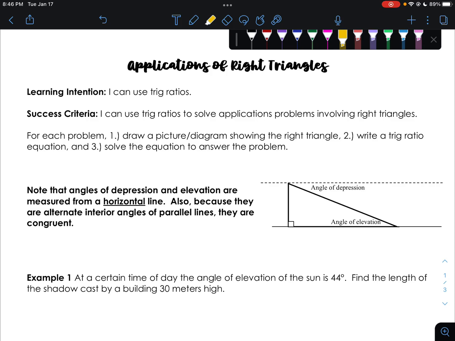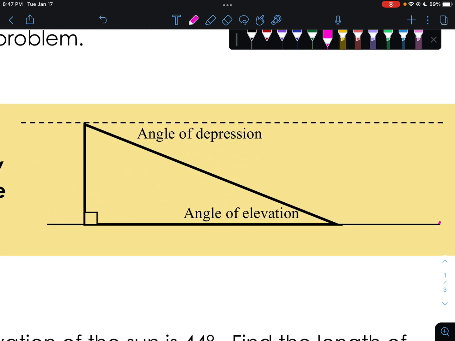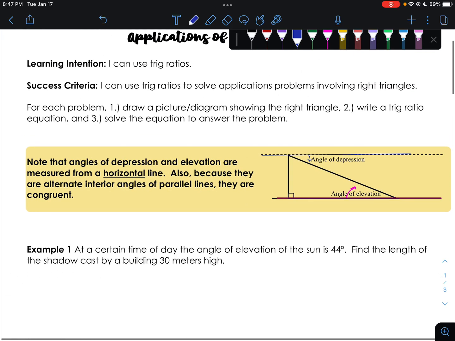First, before we get started, we have some new terminology: angle of depression and angle of elevation. The angle of elevation starts from the horizon and you go up. If you're talking about the angle of depression, it starts from the horizon and goes down from there. Both of these angles are congruent. Just remember that. That means they're the same.